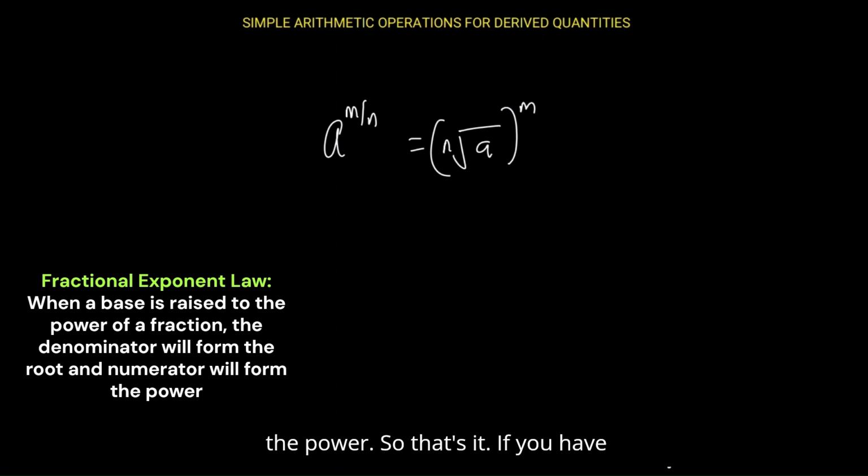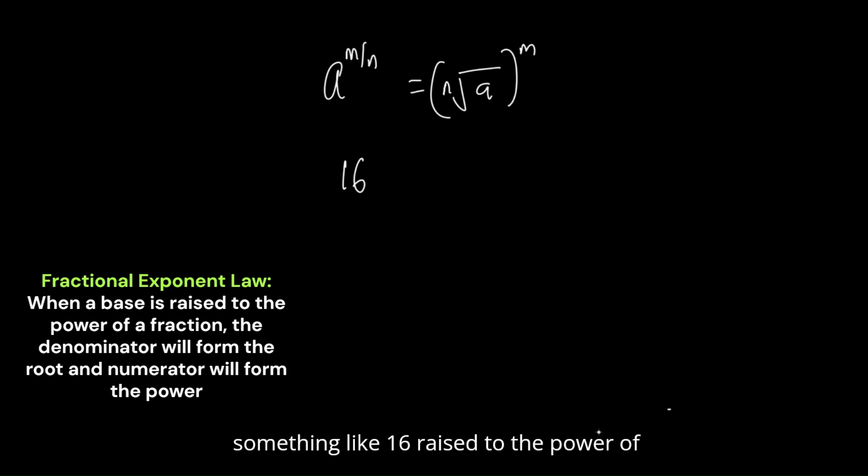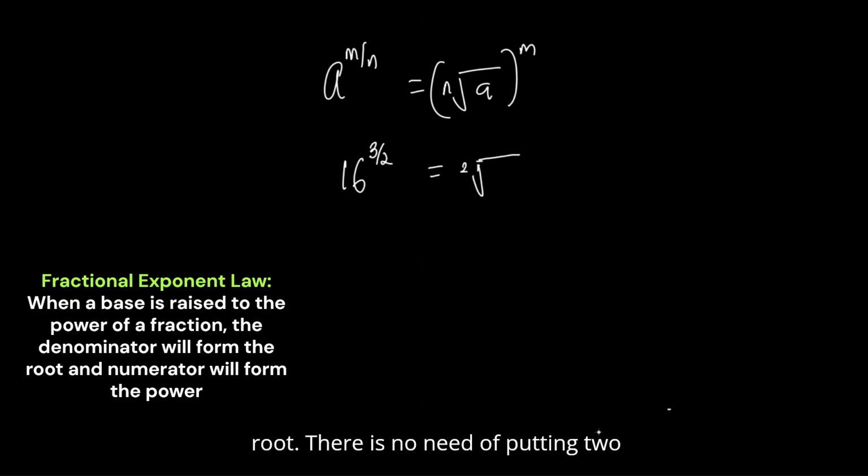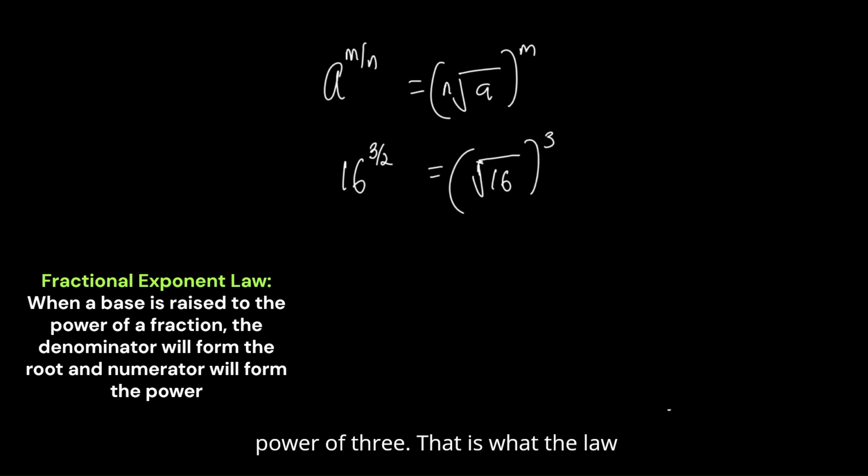So that's it. If you have something like 16 raised to the power of 3 over 2, the law tells us that the 2, which is the denominator, will form the root. So this is already square root. There is no need of putting 2 here. So we have 16 to the power of 3. That is what the law tells us.